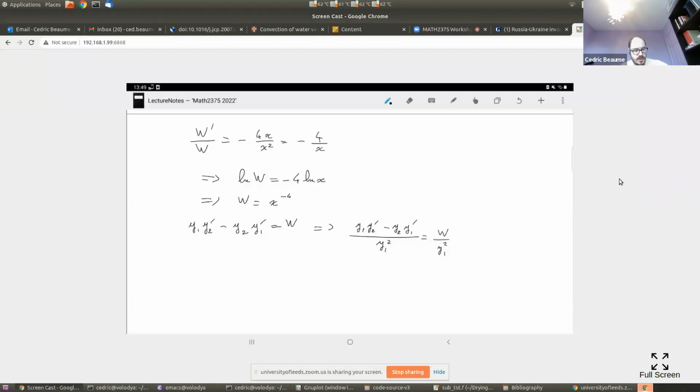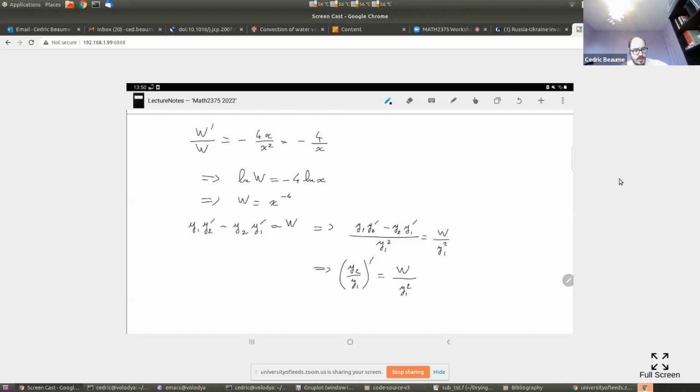Okay, so that's what we get. And what we notice here on the left-hand side of this equation is a canonical derivative. It's very simply y2 divided by y1 prime, right? Remember this: vu prime minus uv prime divided by v squared. That's essentially what we get on the left-hand side. And on the right, we get w divided by y1 squared.